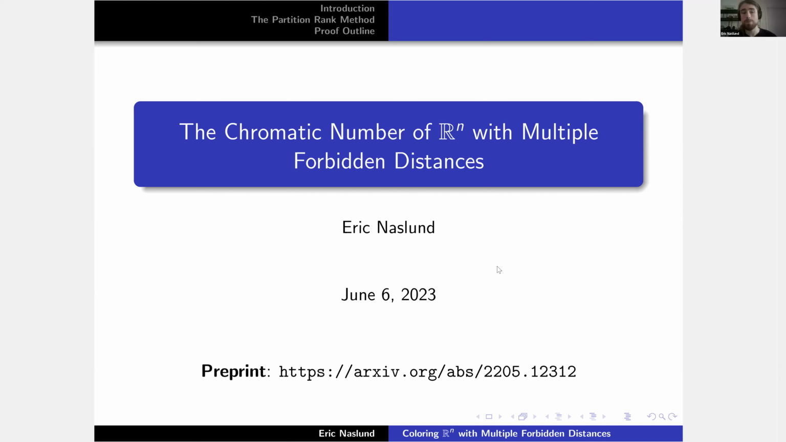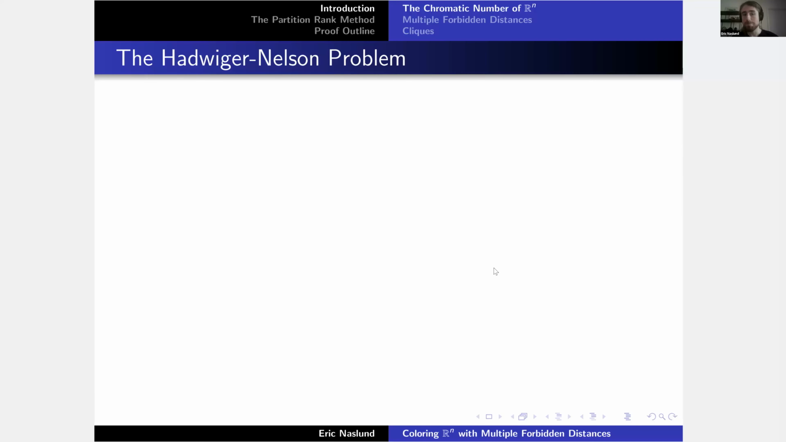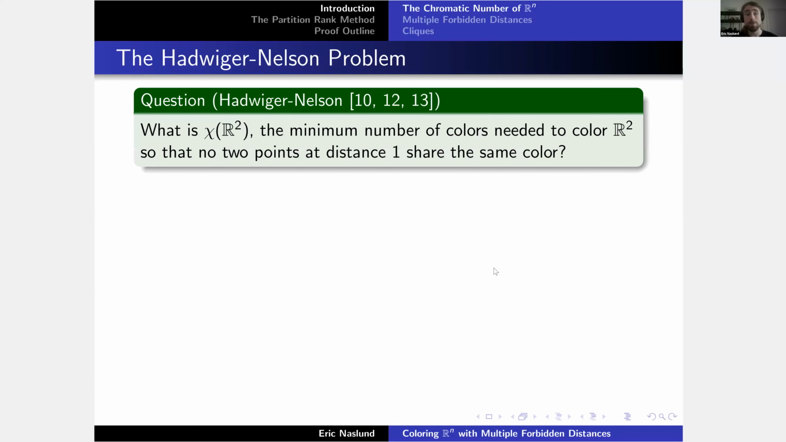Today I'm going to talk to you about the chromatic number of Rn with multiple forbidden distances. So let's get started with the classic motivating problem, or one of the oldest problems in this area, the Hadwiger-Nelson problem. I'll just remind you all, it asks: what is the minimum number of colors we need to color the plane so that there are no 2 points at distance 1 that share the same color?